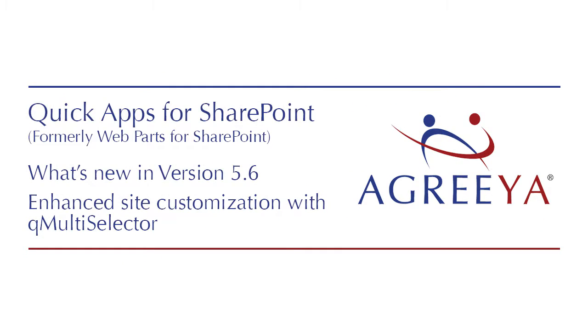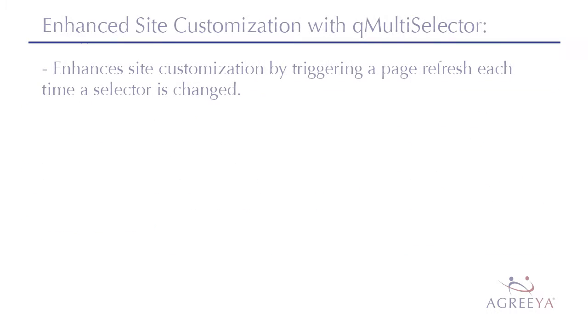Today we're going to look at what's new in version 5.6. The next feature is the qMultiSelector page refresh. Essentially, as you have a multi-selector on a page, as the user selects the different options, the page will refresh. Typically that will set some session variables, and those session variables will actually be used for filters for other web parts on the page, like the QList view is a very common use case.